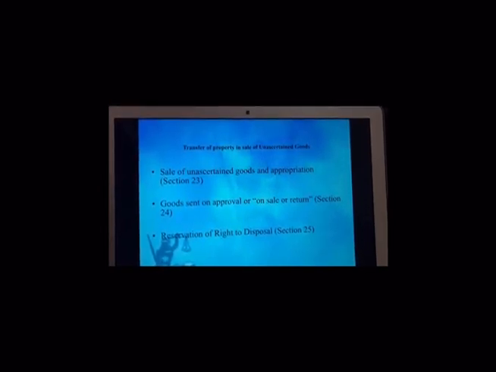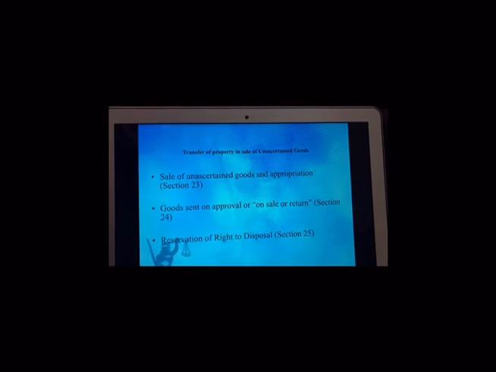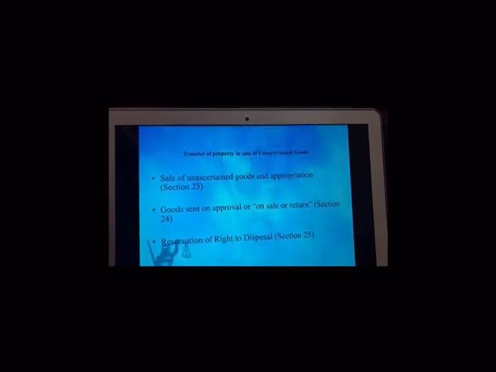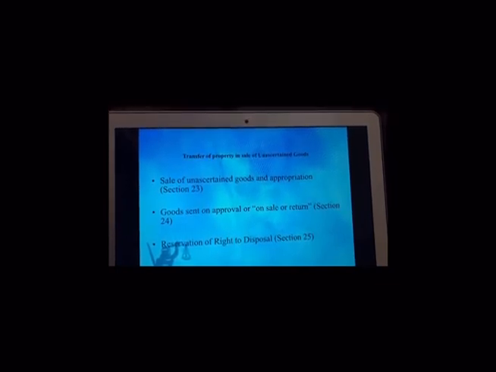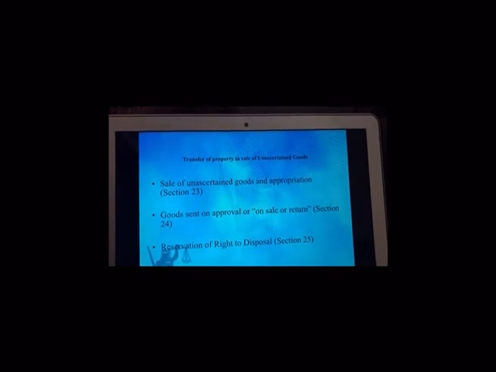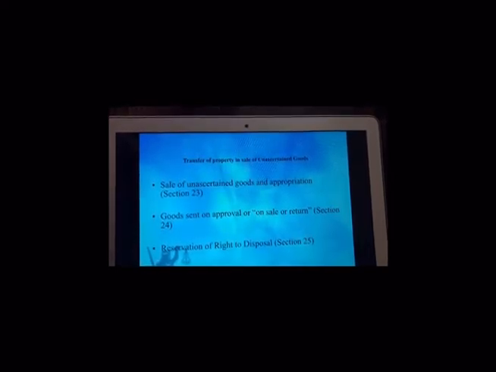It has two subtypes. Section 23(1), which says in a contract for the sale of uncertain goods by description, if goods of that description are appropriated either by the seller with the consent of the buyer or by the buyer with the consent of the seller, then the property in the goods passes to the buyer. The consent can be expressed or implied and can be given before or after the appropriation is made.